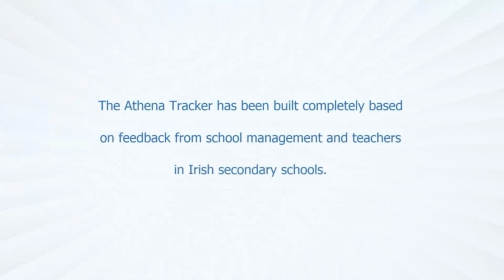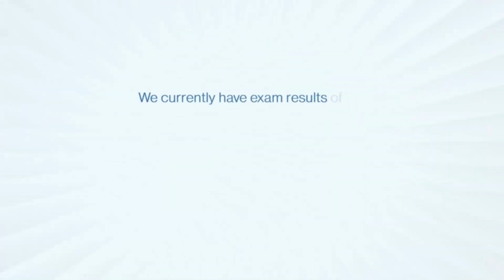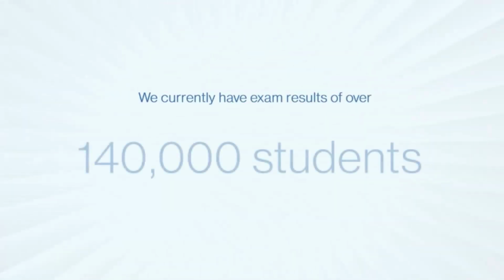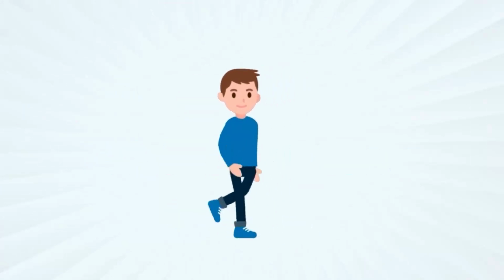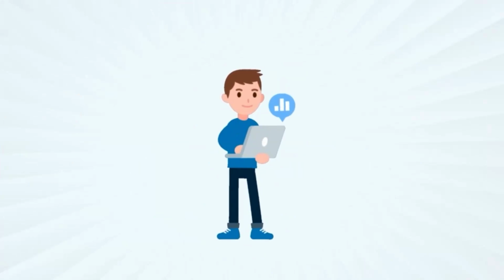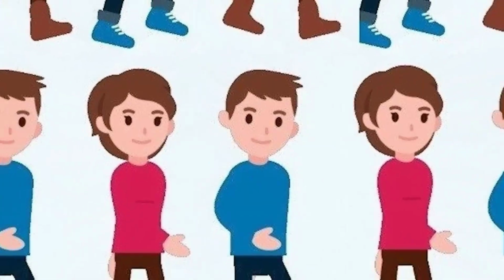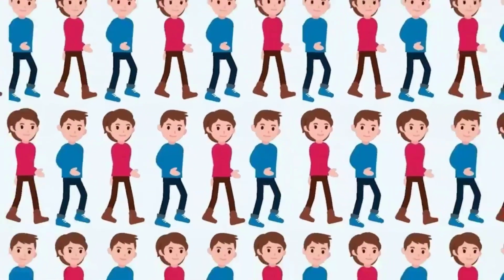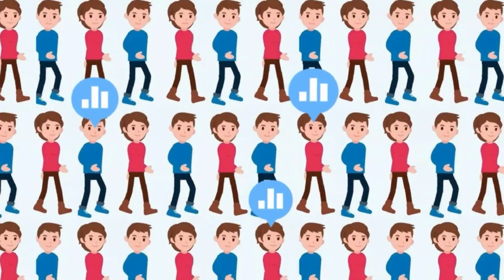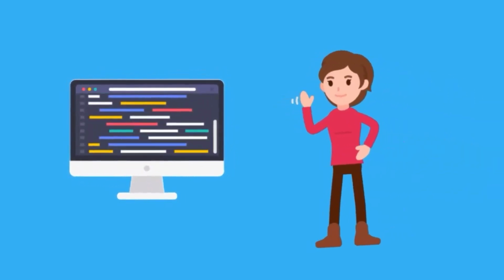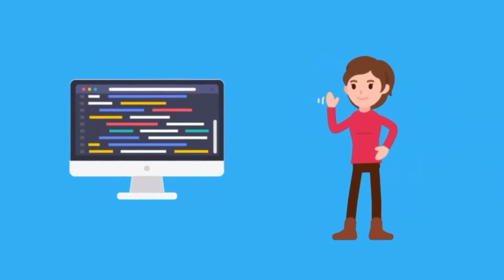So just to briefly explain how this works, we currently have exam results of over 140,000 students. When a new student is uploaded, we look through our 140,000 students and find students that have a similar profile, so similar aptitude test results. We then look at what these similar students went on to get in each subject, and this forms the baseline starting point expectation for each new student.